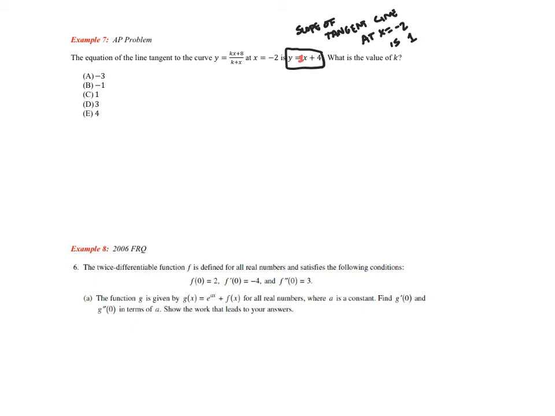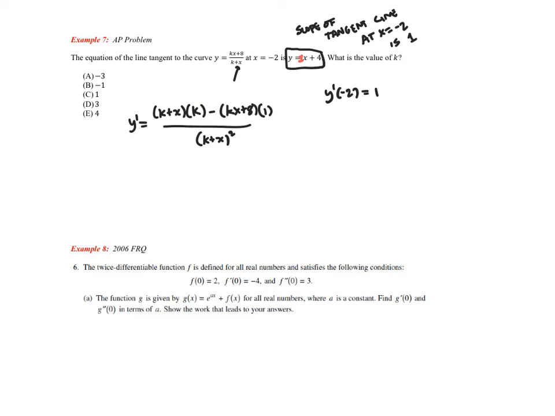Okay, so that means that y prime at -2 has to equal 1. All right, so I'm going to find y prime using the quotient rule. So that's going to be the low times the derivative of the high. Well, the derivative of kx plus 8 is just k, minus high times the derivative of low. Well, the derivative of the low is 1, right? Because the line has a slope of 1, all over k plus x squared.